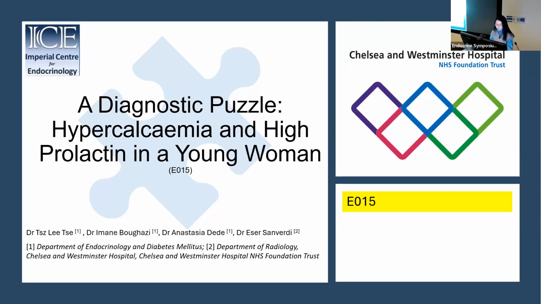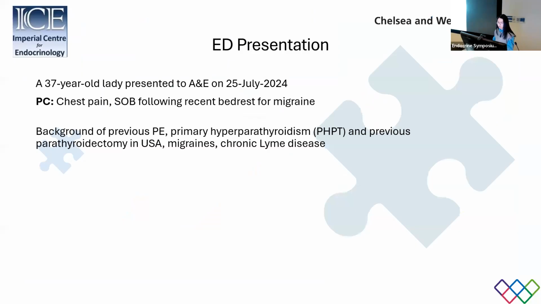So let's start. A diagnostic puzzle: hypercalcemia and hyperprolactinemia in a young woman. She was a 37-year-old lady who presented to A&E last year, July. She had chest pain and breathlessness following a recent extensive bed rest for her migraine. She has a background of previous PE, primary hyperparathyroidism and previous parathyroidectomy back in the States, migraine and chronic Lyme disease.